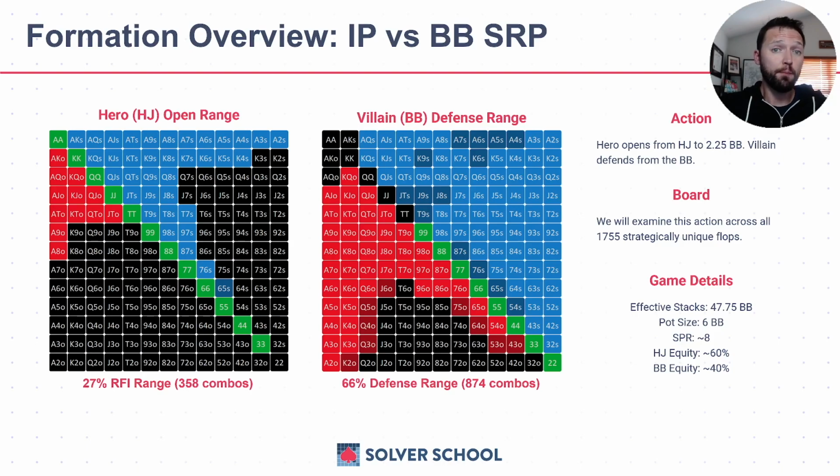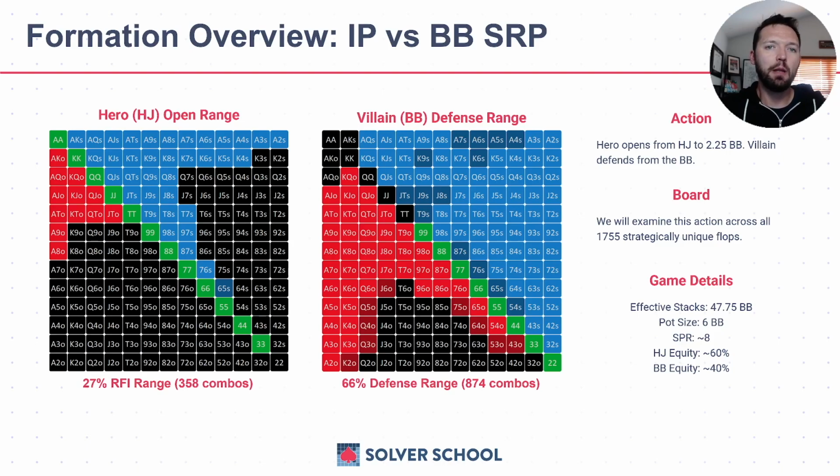We're not going to be looking at one board. We're not going to be looking at a set of 100 boards or 184 boards or whatever the case may be. I've actually solved this scenario across all 1,755 strategically unique boards. So we're going to be looking at all boards and aggregating that up into a larger analysis across all of those different boards. You'll also notice here that the hijack has a lot more equity than the big blind in this particular scenario. By default, the hijack is going to have about 60% equity across all boards. That's the average. On some boards you're going to see the hijack have a greater equity advantage, whereas on other boards you're going to see the hijack have a lesser equity advantage. And we'll see that in action when we dive into the boards themselves.